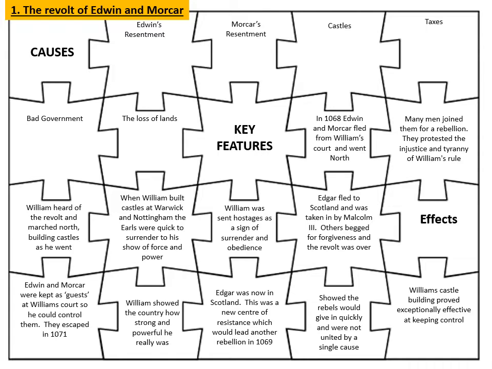Castles were also another cause of the revolt of Edwin and Morcar. They were resented wherever they appeared as a symbol of Norman power, and this stirred up Anglo-Saxons and others. Taxes were also another reason for the revolt of Edwin and Morcar, particularly William's heavy gold tax of December 1066.